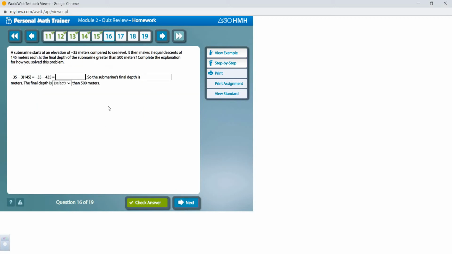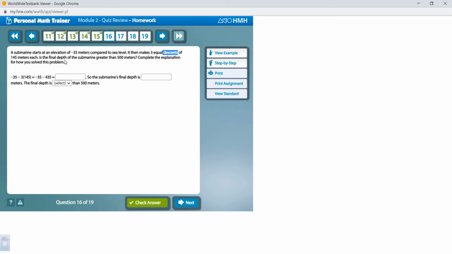There's just 4 problems left. All right, the submarine starts at an elevation of negative 35 meters compared to sea level. It then makes 3 equal descents of 145 meters each. Okay, a long time ago we talked about descent versus ascent. Back in module 1, descend means to go down, ascend means to go up. So it descends, so it goes down 145 meters 3 times.